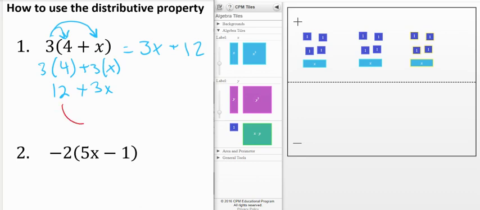And if I were to switch these terms around, that's the same thing that I got up here. So again, you can use the tiles, or you can just kind of use our arrows to multiply everything inside by that number that's out front.